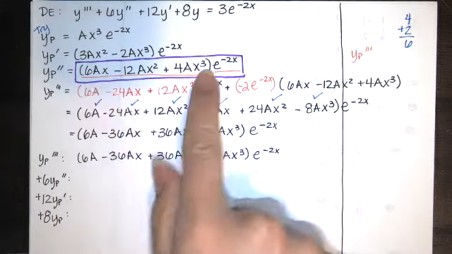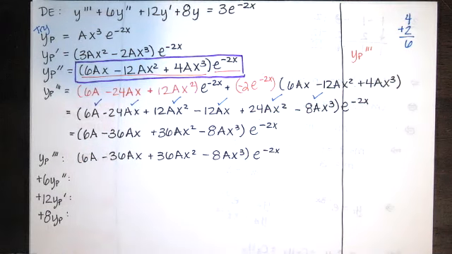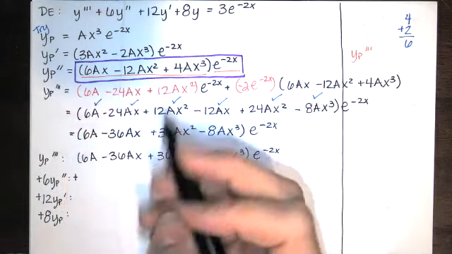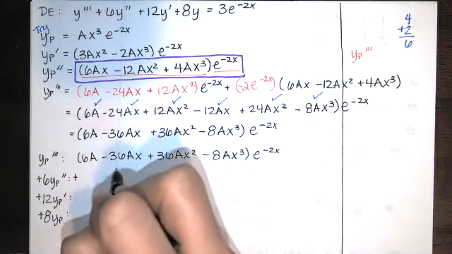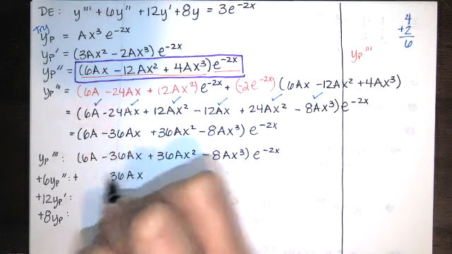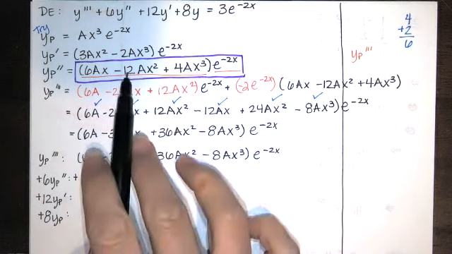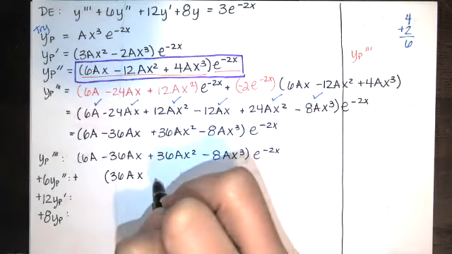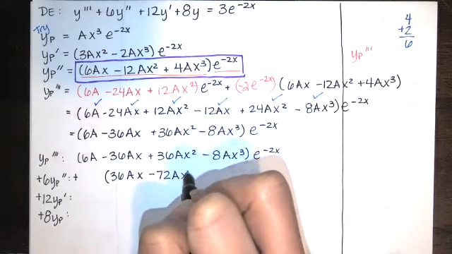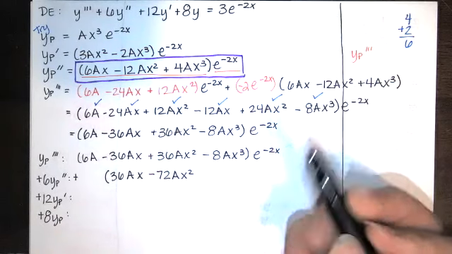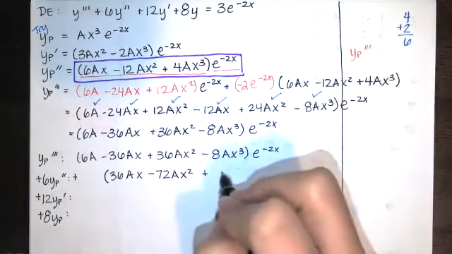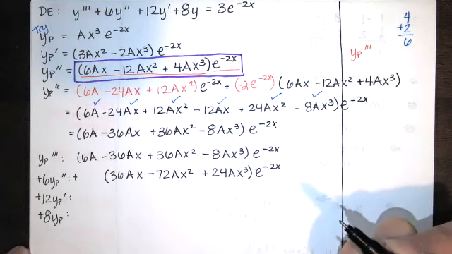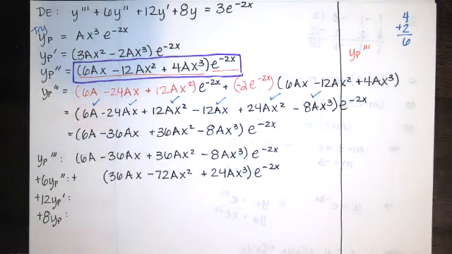We want 6 times this, so we're going to multiply every term in the polynomial by 6. So that's going to be a plus 36ax. And I'll line that up with the other x term here. And 6 times the negative 12 is negative 72. So we'll have negative 72ax squared. And 6 times 4 is 24. So we'll have 24ax cubed times the exponential. Okay. That's y sub p double prime.